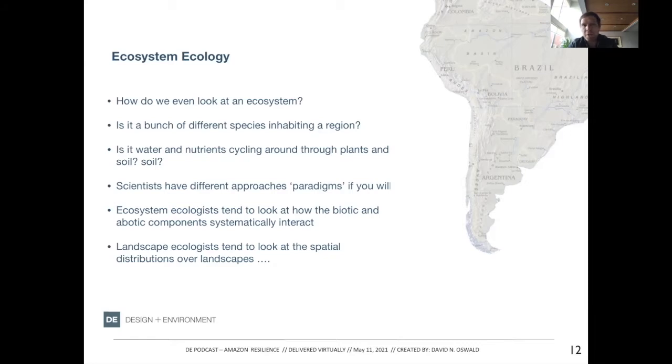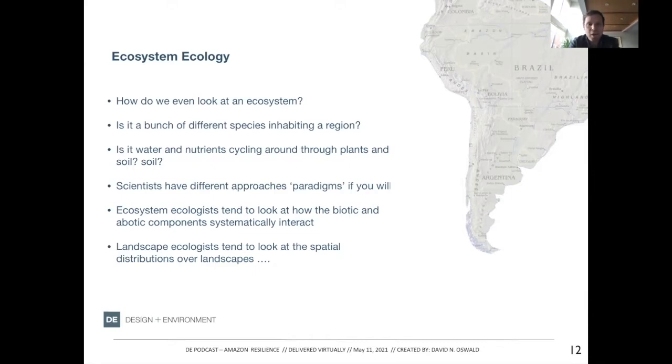Ecosystem ecologists tend to look at how the biotic and abiotic components systematically interact. My background is more in ecosystem ecology. I identify as that, not a population ecologist, and that's just the way you look at it. We say, well, what's going on with the nutrient cycling, what's going on with the hydrological profile, and how is the carbon sequestration? What are the dynamics of the system, right? Nutrient dynamics and so forth.